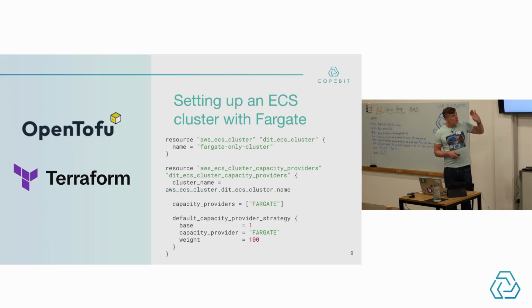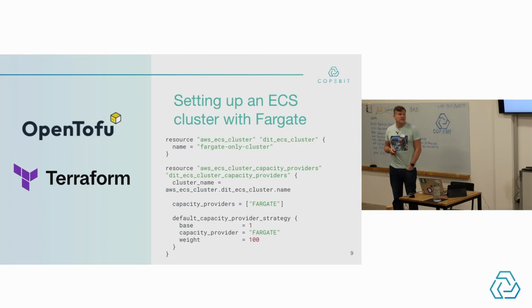Of course, I didn't remove that much actually. This is the full code you need to set up an ECS cluster. So create a cluster, and then the capacity provider, maybe classically it would be EC2 instances or managed EC2, but with Fargate you just say the capacity provider is Fargate, and then the capacity provider strategy is basically run everything on Fargate.